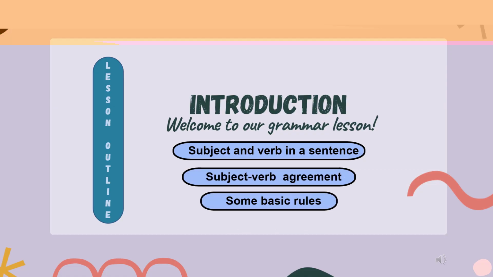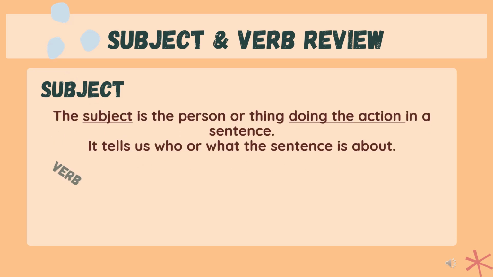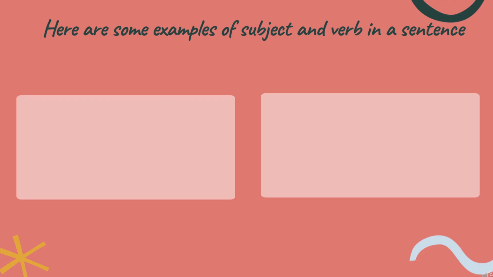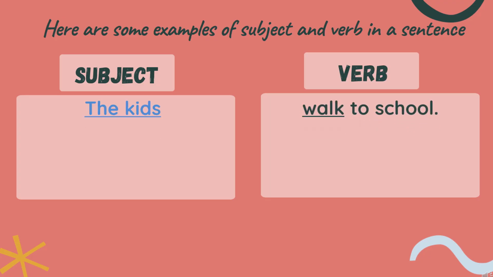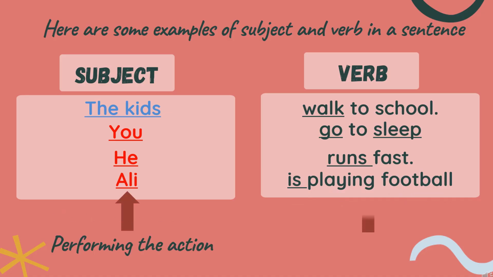Let's begin. First, let's review. The subject is who or what does the action. The verb shows the action or state. Now, we'll learn how to make them agree correctly. Let's see how subjects and verbs work together in sentences. The kids (subject) walk (verb) to school. You (subject) go (verb) to sleep. He (subject) runs (verb) fast. Notice how each verb matches its subject. Now, let's learn the rules to keep them in agreement.